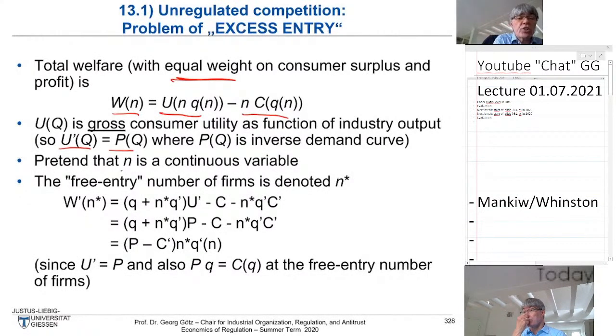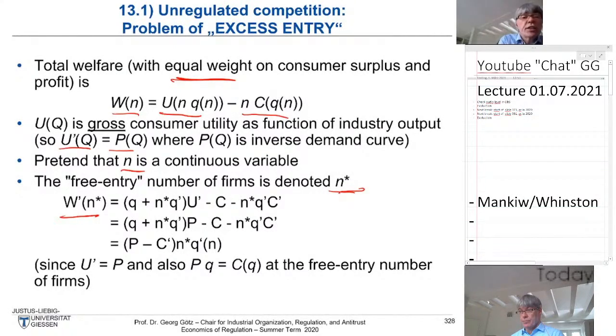What we always do is we just ignore the so-called integer constraint, and we assume that n is a continuous variable, and denote the free entry number of firms as n. And what we are doing here is we evaluate the welfare function, or actually the derivative of the welfare function, at this number. And the point is here, if this would be equal to 0, we know this is a welfare maximizing number of firms. If it's negative, we know we have too many firms. If it's positive, we should have more firms.